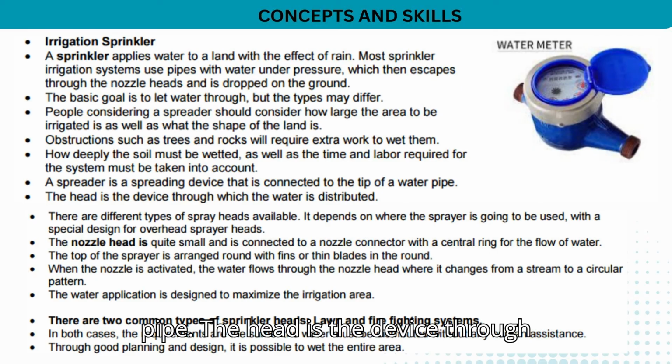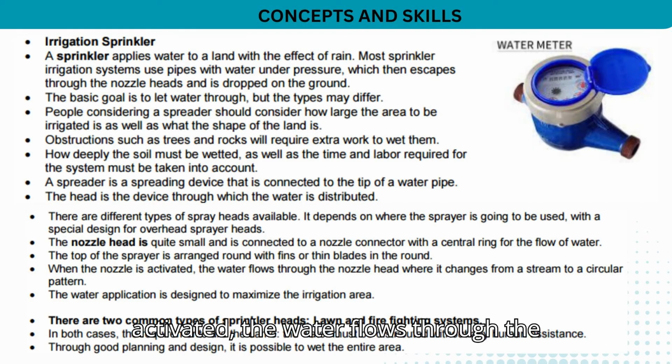The head is the device through which the water is distributed. There are different types of spray heads available. It depends on where the sprayer is going to be used, with a special design for overhead sprayer heads. The nozzle head is quite small and is connected to a nozzle connector with a central ring for the flow of water. The top of the sprayer is arranged round with fins or thin blades.